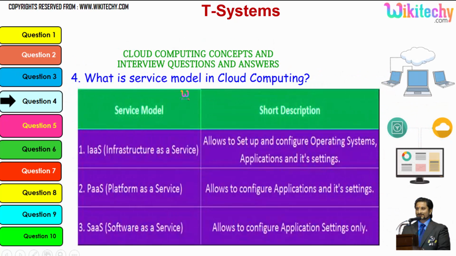Now, the question is, what is a service model in cloud computing? You're able to see the major service models are three. The first one is infrastructure as a service. Allowed to set up and configure the operating system, application, and its settings. So you will be given a server. Put whatever you want. You want a different operating system, install it, whatever things you can do. Over here, platform as a service.